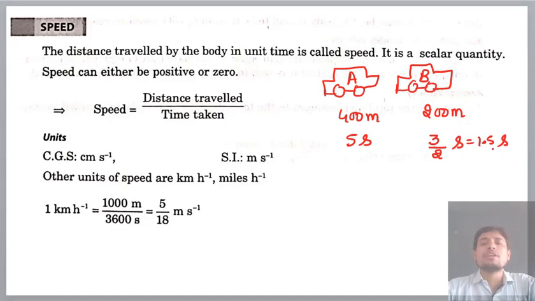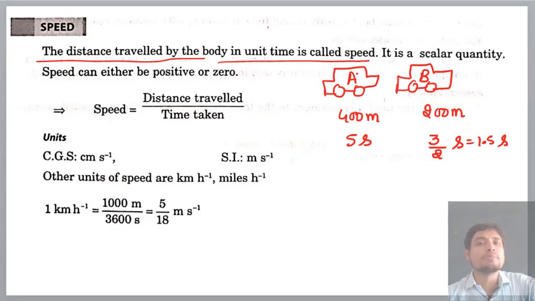So which car is moving fast? If we have to decide which car is moving fast, then we have to take the help of the quantity speed. Then we have to find the speed of car A and the speed of car B. Then we can say car A or car B is moving fast or slow. So speed is a physical quantity which lets us know how any body is moving fast or slow. And it is defined as the distance traveled by a body in unit time is called the speed.